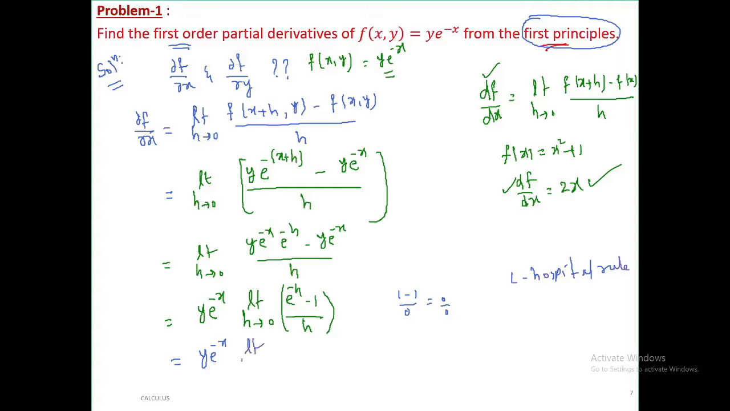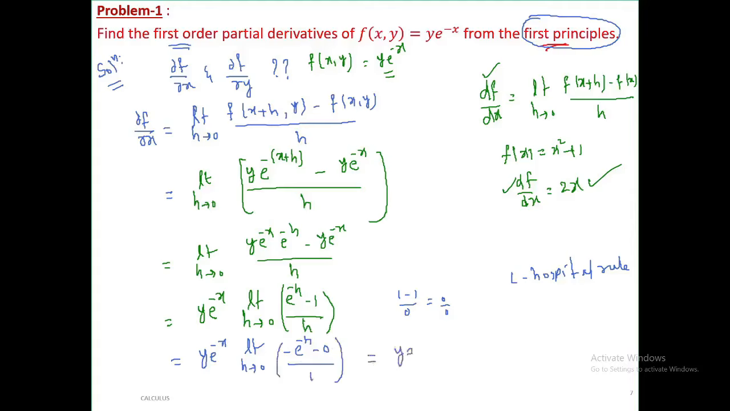Take the numerator derivative and the denominator derivative separately. Numerator derivative: e power minus h, derivative gives minus into e power minus h, and minus 1 derivative is 0, so minus 0, divided by h derivative, which is 1. Now you have to apply the limit. Again, if you are getting 0 by 0, one more time you have to go to L'Hospital rule.